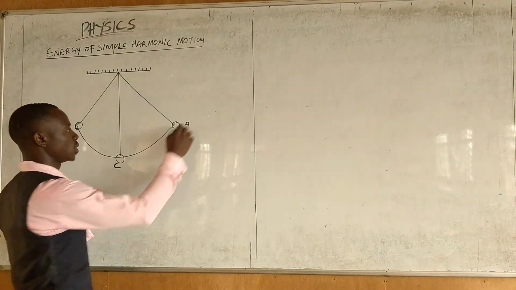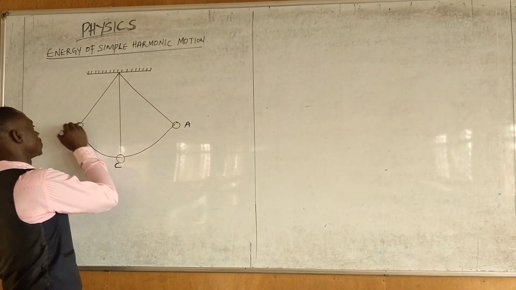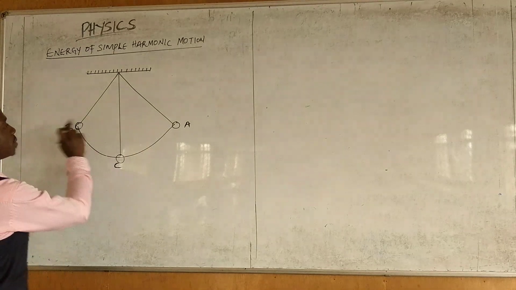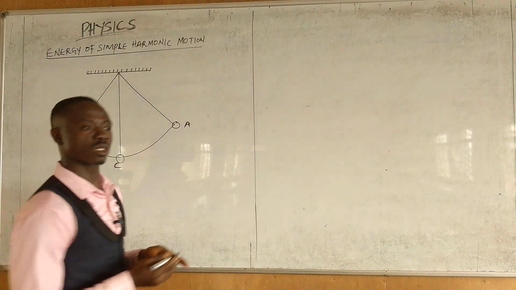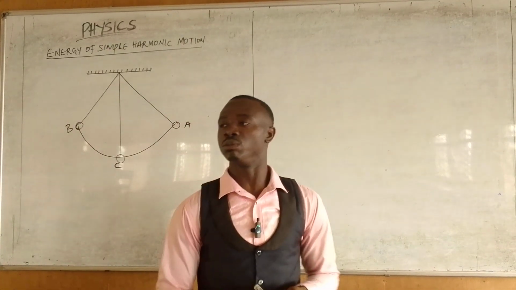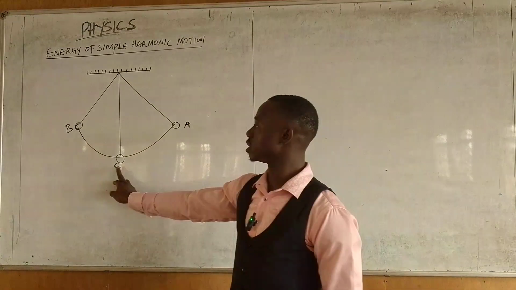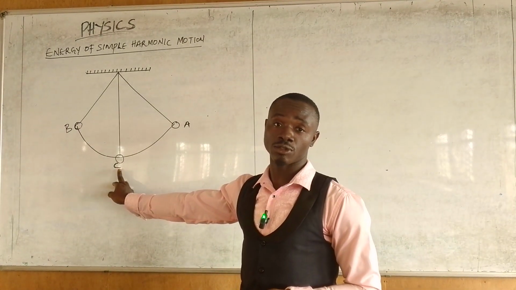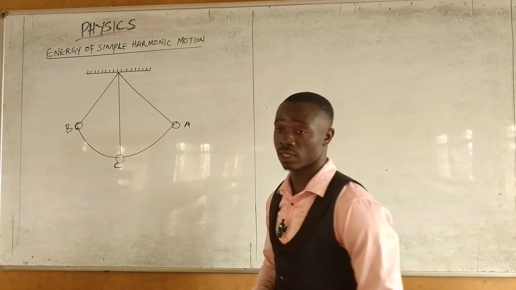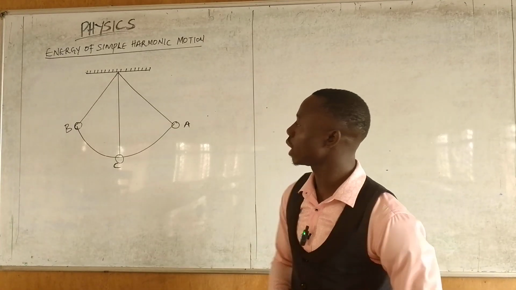Now, point A and point B, let me call it point B. Point A and B are the maximum what? The maximum height of the bulb. Point C is the equilibrium position. If you have watched my first two videos, you must have seen that there. Okay?